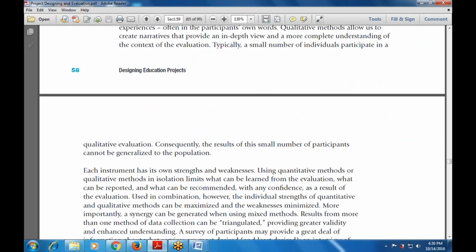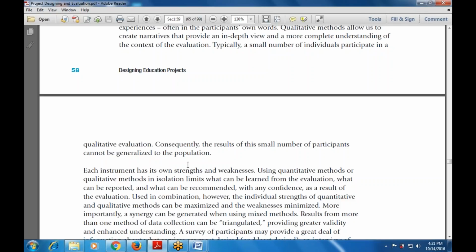And each instrument has its own strengths and weaknesses. That means each and every instrument has some strengths and weaknesses. And when we talk about the qualitative methods in isolation, they limit what can be learned from the evaluation, what can be recorded, what can be reported and what can be recommended. Every instrument has some weaknesses and strengths, whether used with quantitative data or with qualitative data.